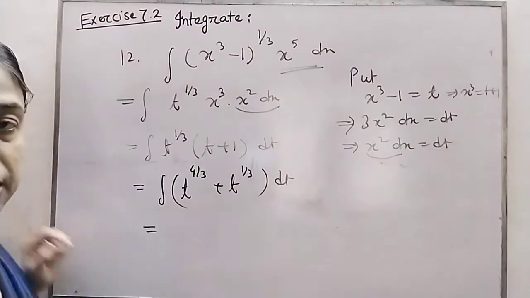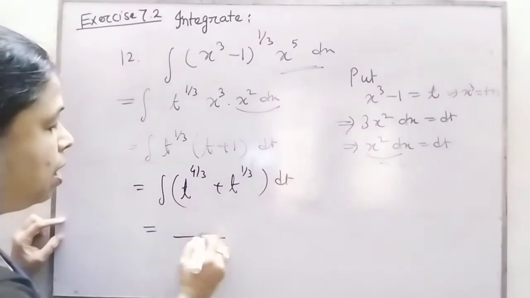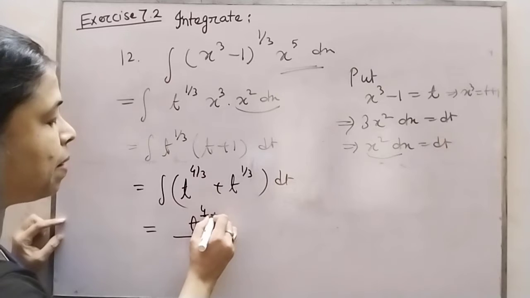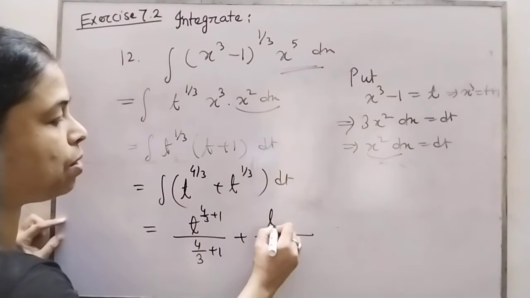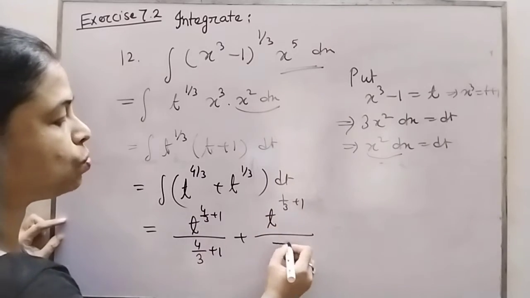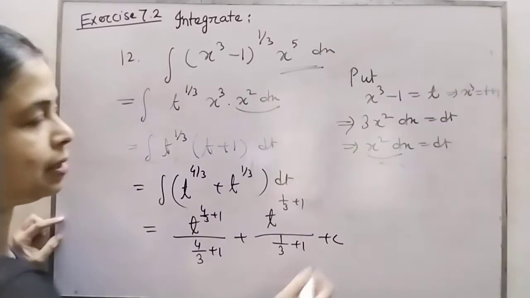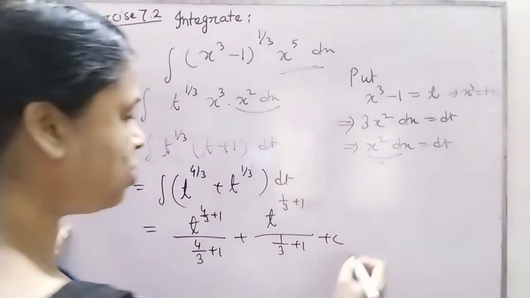Can be separated as the integral of sum. On doing integration, it will be t to the power 4 by 3 plus 1 over 4 by 3 plus 1. Directly also you can do it if you want. Plus 1 over 1 by 3 plus 1 plus c. Okay, do the simplification part here.